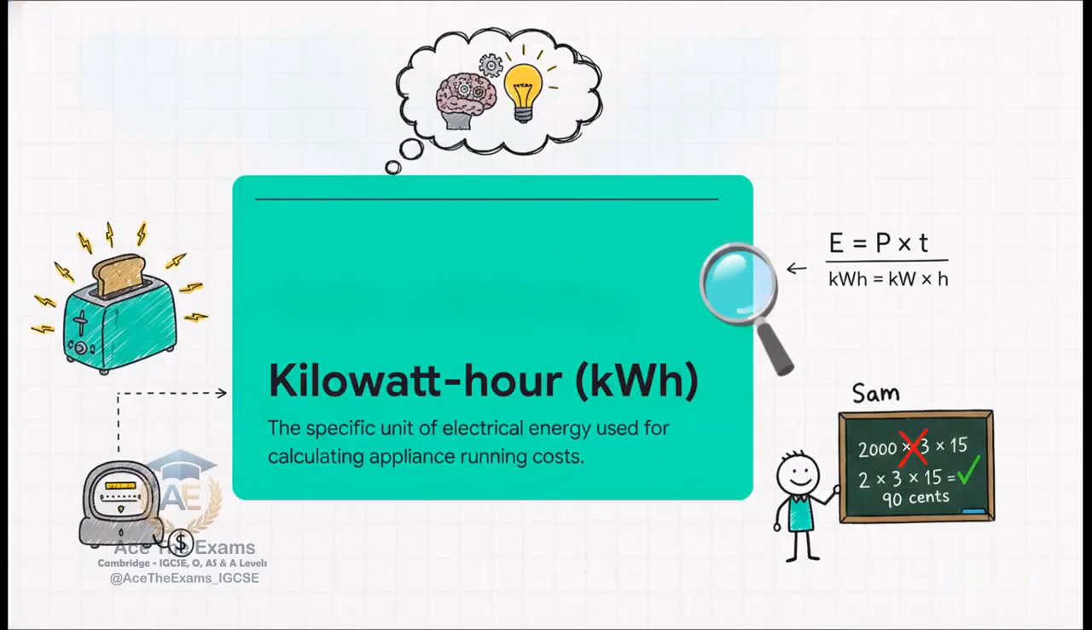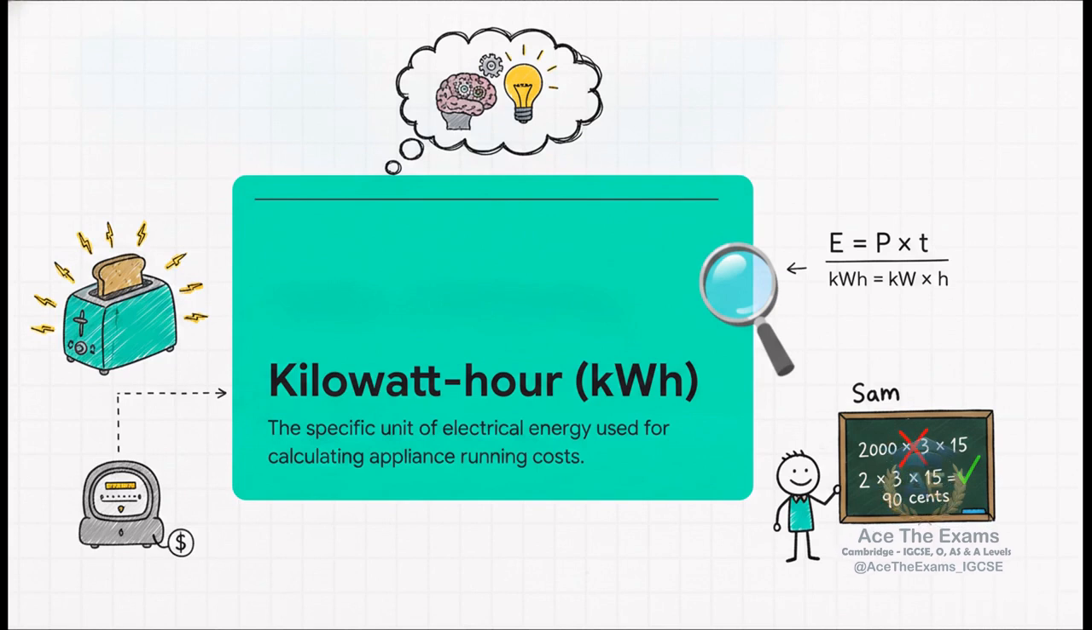You must completely master the precise definition of the kilowatt hour. It is the absolute non-negotiable foundation for all appliance cost calculations you're ever going to encounter. Let's define it clearly. A kilowatt hour is the energy transferred by a 1 kilowatt device running continuously for 1 hour. Now let's bring Sam back into the picture.